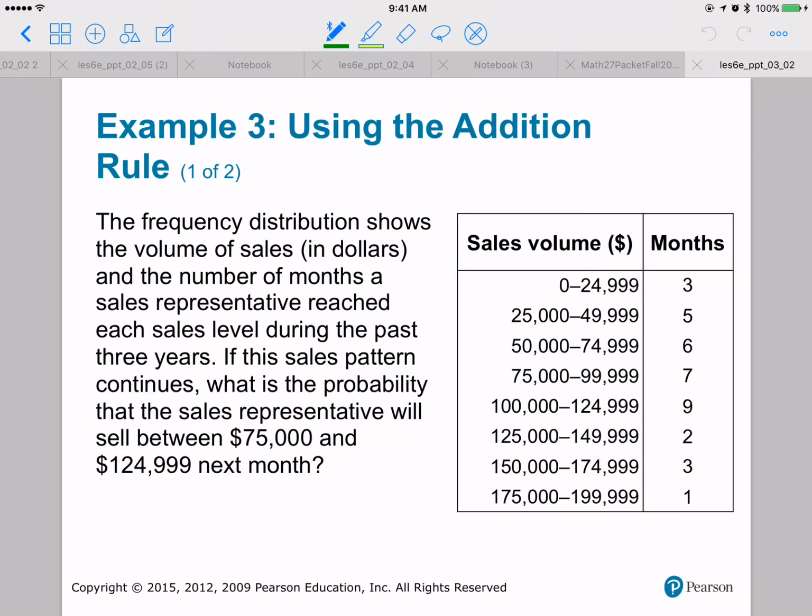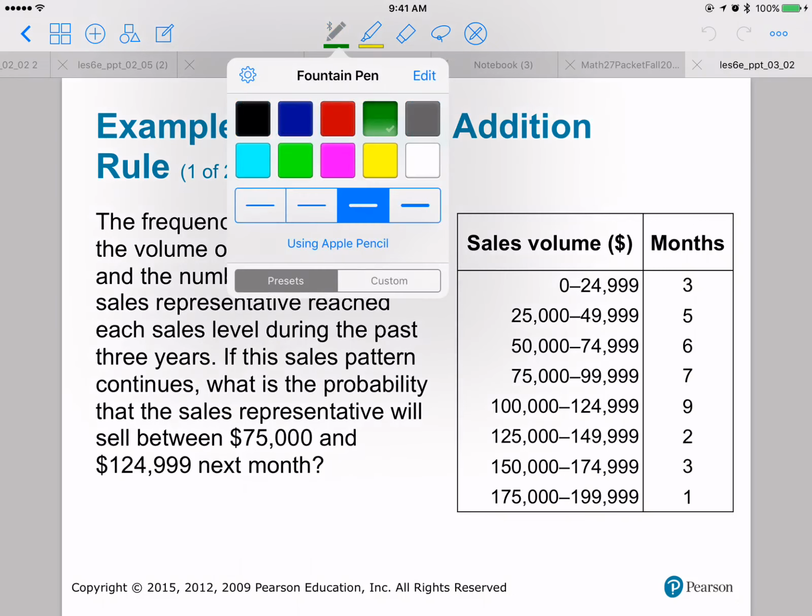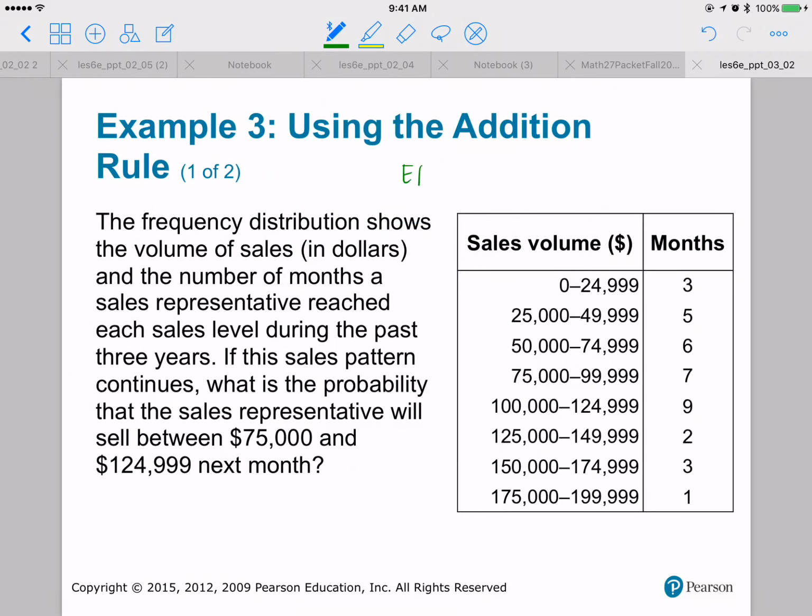So take a moment, read the setup for this problem. This is going to be a type of empirical, so we're calculating an empirical probability. Okay, so how are we going to solve our question here?